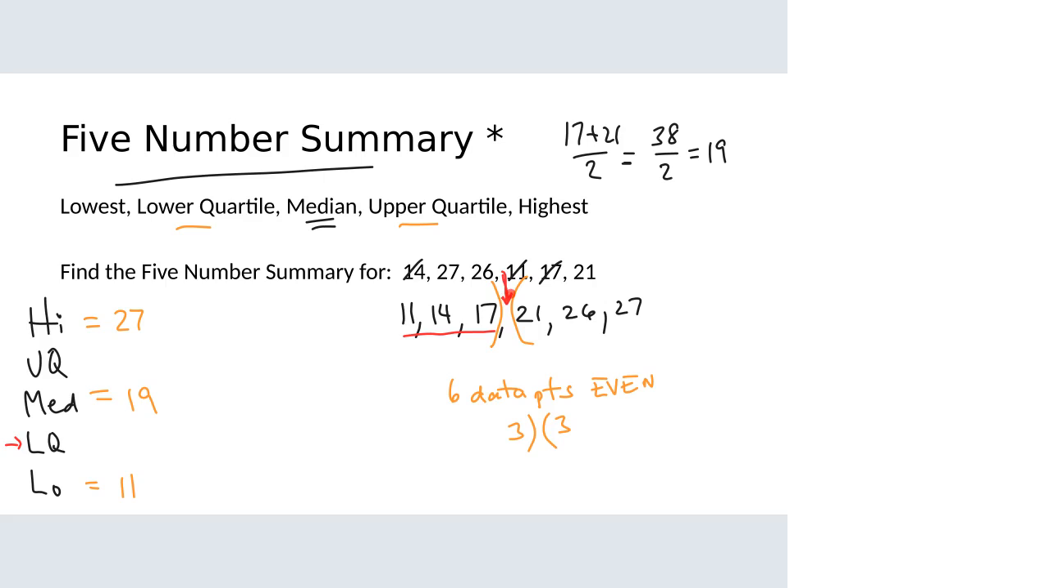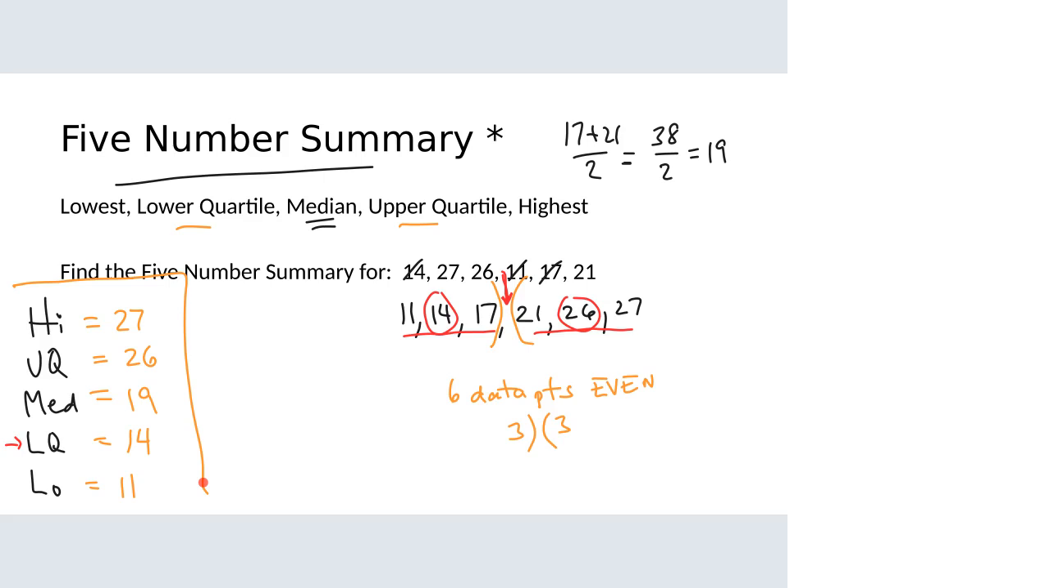Okay, well, in the lower half, I have 3 data points. The one in the middle is the median of those. And so the lower quartile for this data set is 14. We're going to use the same process on the upper half. The upper half of my data set is right here, has 3 data points. There is one in the middle. It's the 26. And so the upper quartile for this data set is 26. There's the 5-number summary for this data set.